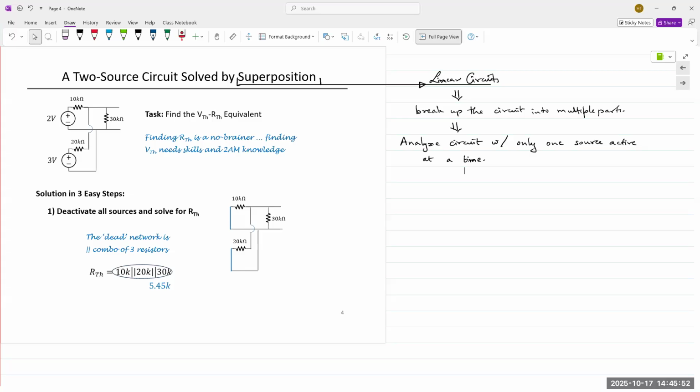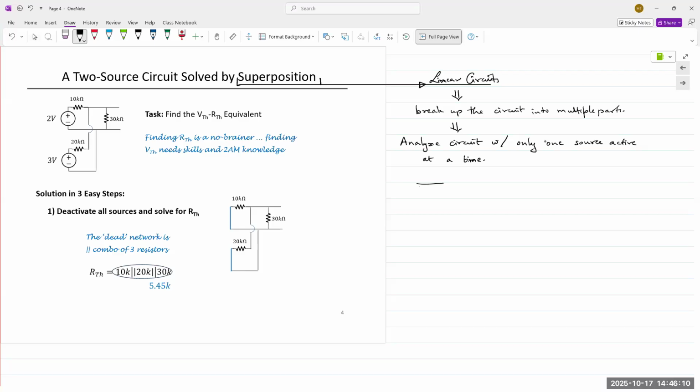If you look at this circuit, let's first look at RTH. If you want to find RTH, all we do is reduce all the voltage sources and current sources in the circuit to zero. So let's redraw this circuit.